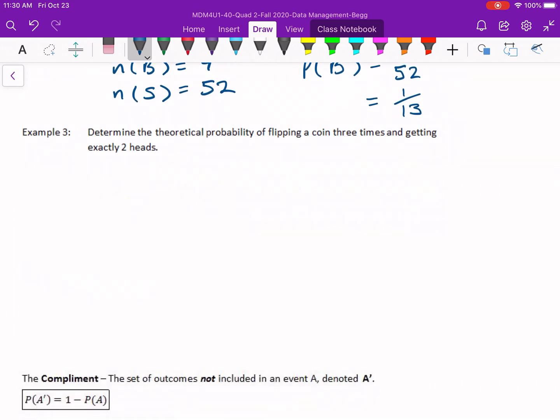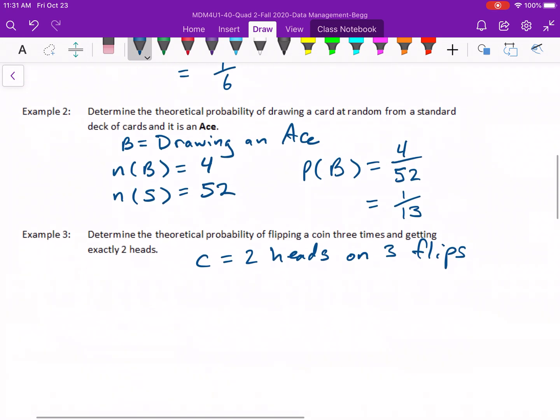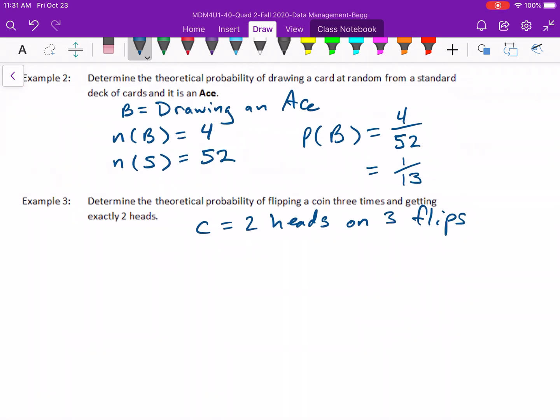Determine the theoretical probability of flipping a coin 3 times and getting exactly 2 heads. All right. Well, let's call that event C. 2 heads on 3 flips. Now this one gets a little bit trickier, and that's the interesting thing about probability, is we got these really simple probability ones like we just saw in example 1 and 2, but probability can quickly get a lot more confusing.